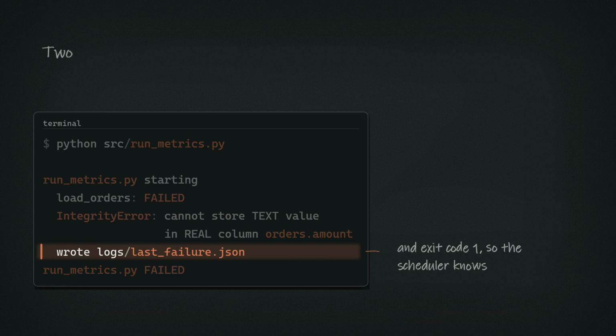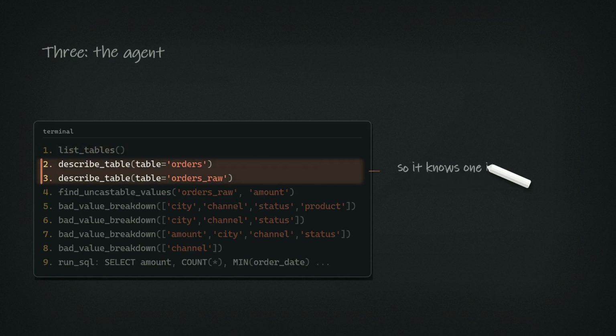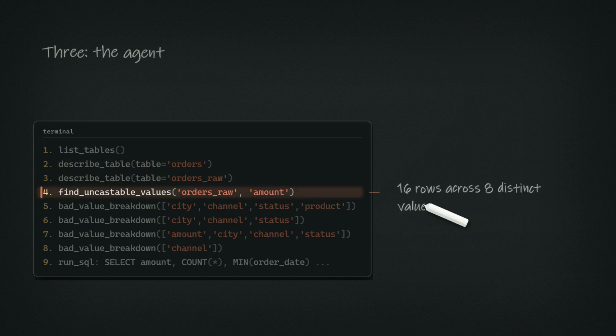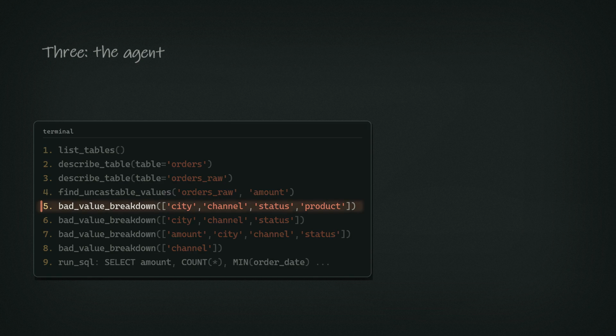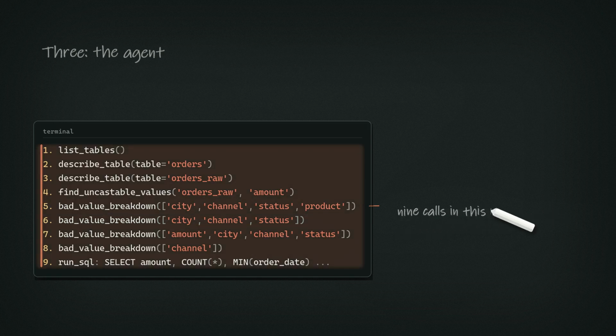Third command, send the agent in. Here is the trace, and this is the part worth watching, because you can see it thinking in the order a good analyst would. It lists the tables. It describes both of them, so it knows one is strict and one is not. Then it calls find uncastable values and gets 16 rows across 8 distinct values. Then bad value breakdown across city, channel, status, and product, and then again without product, which is it testing whether product was incidental. 9 tool calls in this particular run.